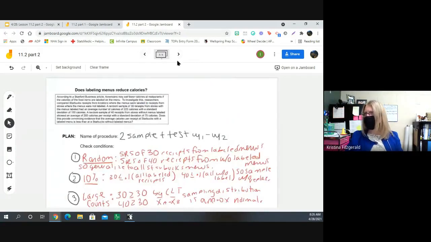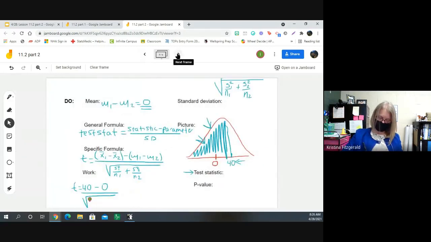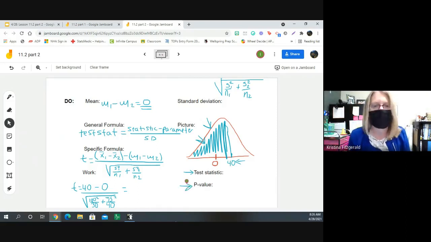Was it 100? Yeah. So we have 100 squared for that first standard deviation they gave us, divided by its sample size. 75 squared divided by its sample size. But you don't actually have to do that because we're going to plug it in on the calculator. So I'll wait for you guys to get some of that written down. And then we're going to fire up the calculator and just plug this straight in there. It's going to do the work for us and get us our p-value and what the test statistic is, so we don't have to plug a bunch of stuff in. It's time for that.